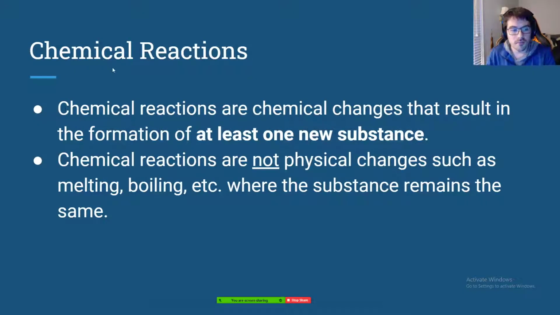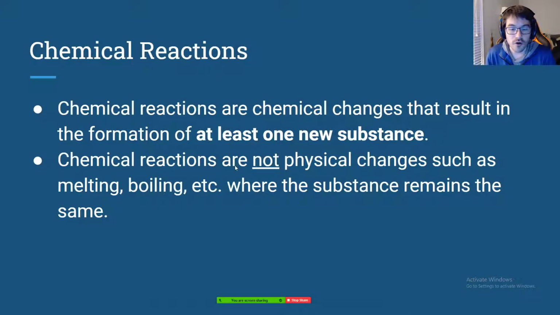So, like I said, there's some basic information here about chemical reactions to start with. Chemical reactions are chemical changes. So one of the first things we talked about in the fall semester was the difference between a physical and a chemical change. Chemical reactions are chemical changes, okay? And in order for a chemical reaction to have taken place, you have to have formed at least one new substance, okay? So that's what makes a chemical reaction, is the formation of at least one new substance, okay?